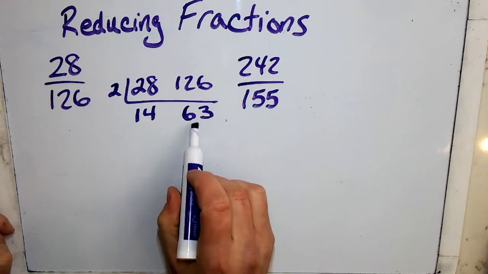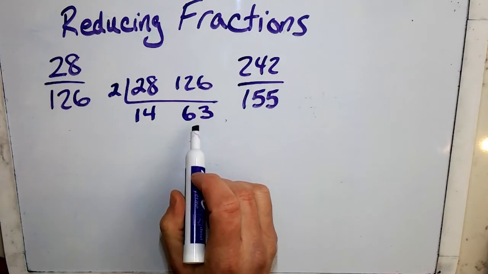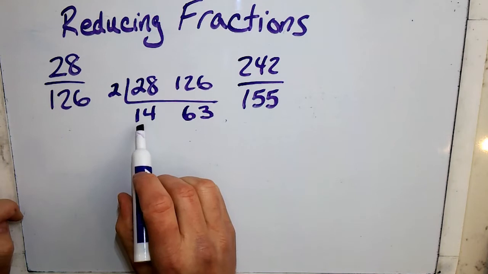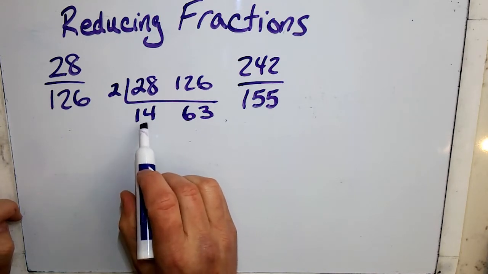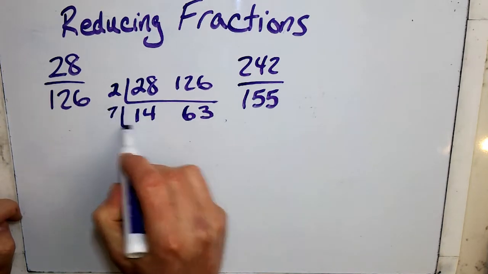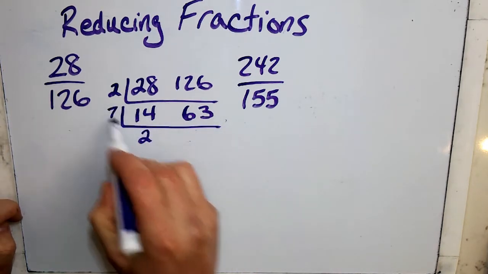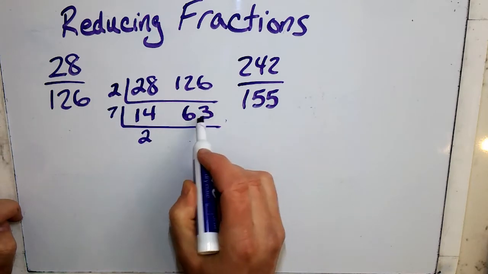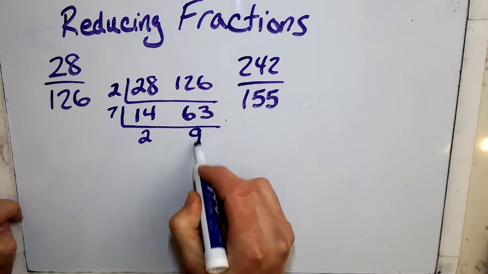Now 2 doesn't go into this one, so I'm going to go up. Always try and do prime numbers. 3 does not go into 14. 7 goes into 14. 7 goes into this, so I'm going to remove 7 from both. 14 divided by 7 is 2. 63 divided by 7 is 9.